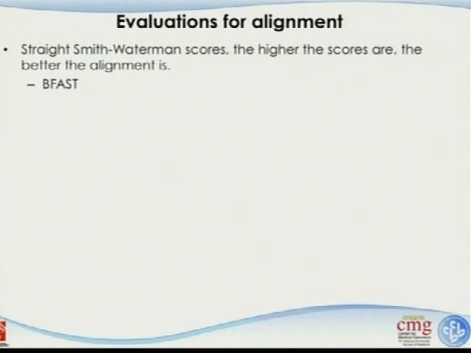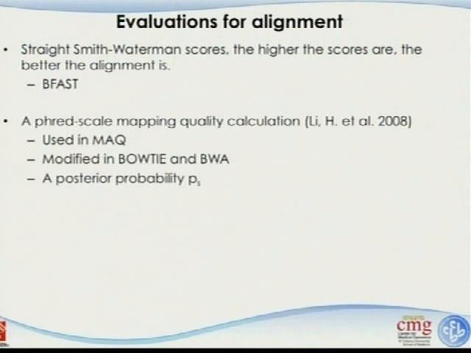Okay. So now we go back to the theory part a little bit. I'm going to talk about evaluation for the alignment. If you have a 50 nucleotide sequence and you map it back to the genome, how do you know it's a good or bad alignment? So a straightforward way is to just report your Smith-Waterman score, right? You do the dynamic programming. There's a match, and you give credit. There's a mismatch, you give a penalty. Or there's a gap, you give a certain penalty. So you just report it. There are some algorithms that do that. BFAST just reports the Smith-Waterman scores. And there's a more statistically oriented way to do this, which is called the Phred-scale mapping quality calculation.